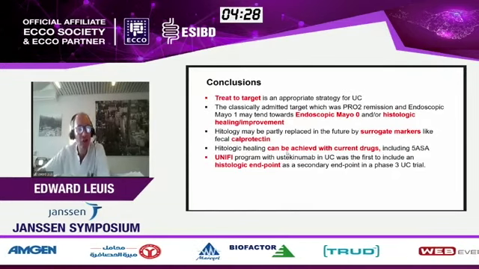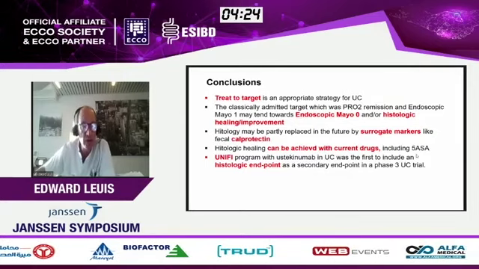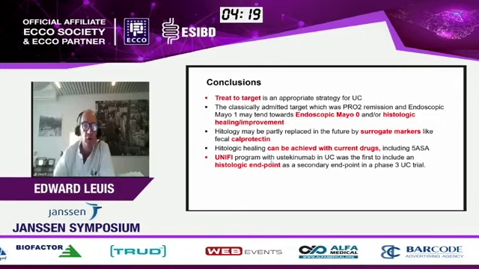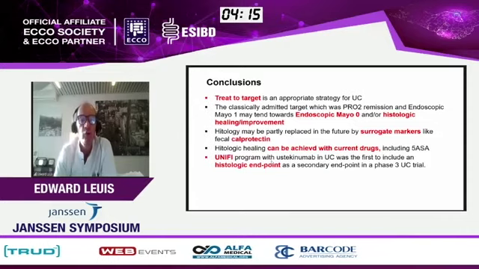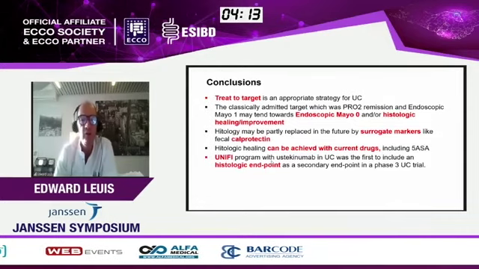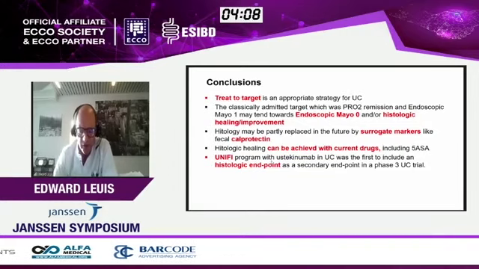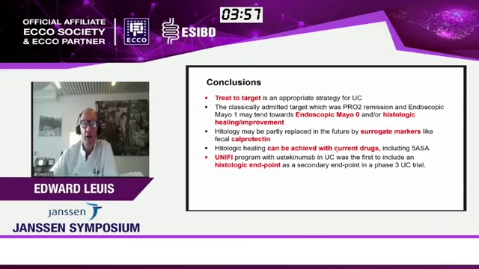Histologic healing, as I've shown you, can be achieved already with current drugs, including 5-ASA in mild to moderate patients. And the UNIFY program with ustekinumab in ulcerative colitis was the first to include a histologic endpoint as a secondary endpoint in a phase 3 UC trial, and showed that with ustekinumab induction and every 8 weeks maintenance, for example, close to 1/2 of the patients would, after 1 year, reach histological healing of their disease.